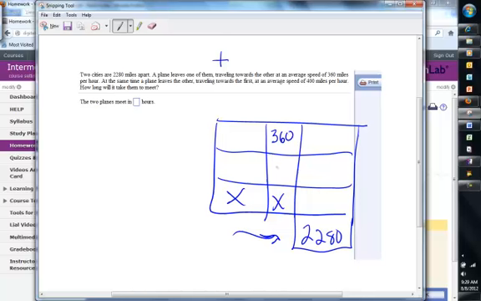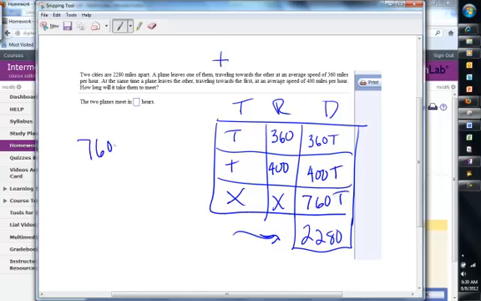360 miles per hour and 400 miles per hour. The time is the same in both cases, time, rate, distance. So this is 360t, this is 400t. Add those 2 together, you get 760t. So 760t equals 2280. So we take 2280 divided by 760, and we get 3 hours.